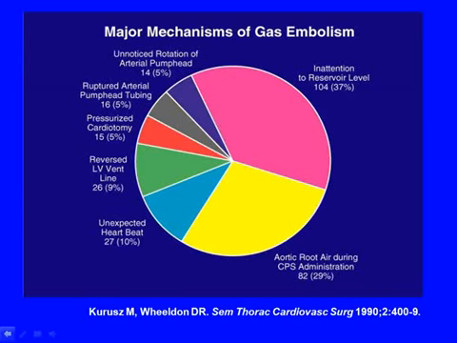The second most common category, which really was underappreciated at the time, was aortic root air during the administration of cardioplegic solution, about 29% of the cases. Two other major causes of gas embolism reported by our group were unexpected heartbeat and reversed LV vent line, both comprising about 10% of the cases. On the previously mentioned Charrière survey in 2005, aortic root air from cardioplegia administration was shown to occur about once every 2,000 cases.